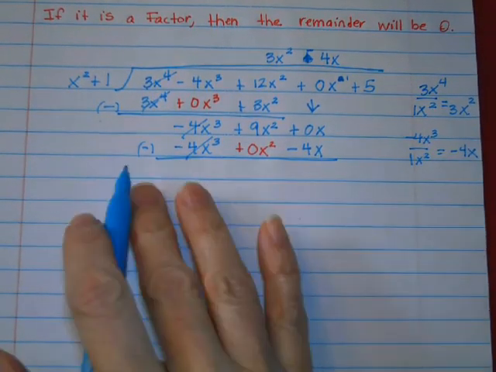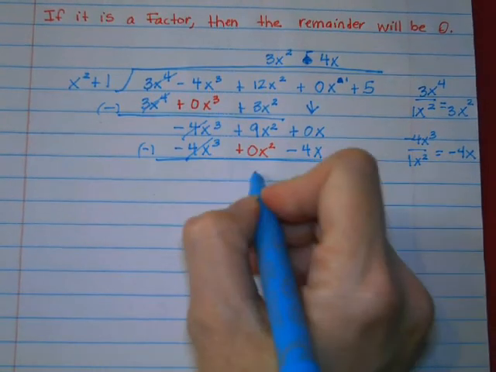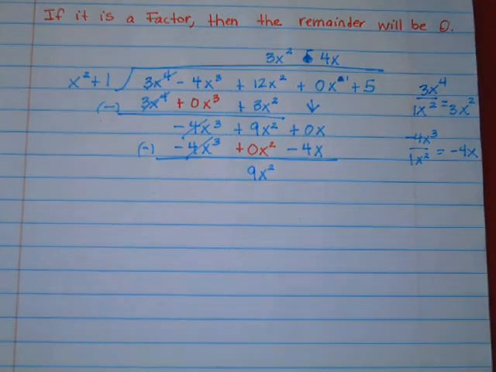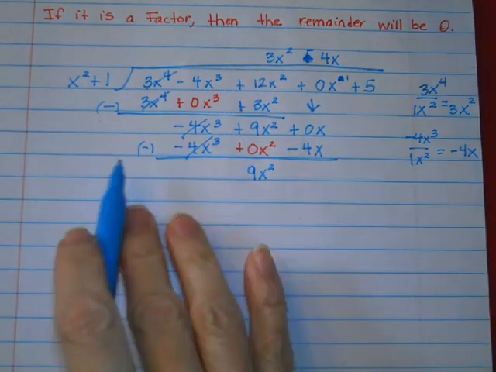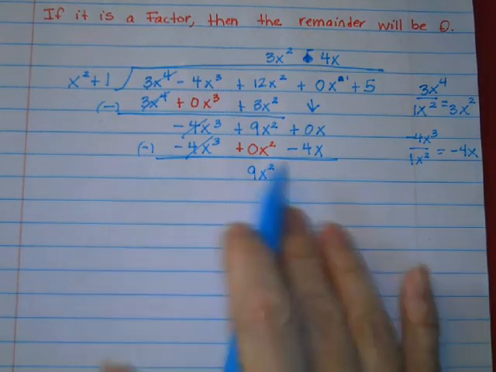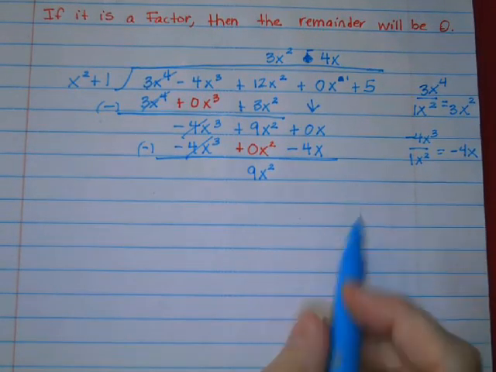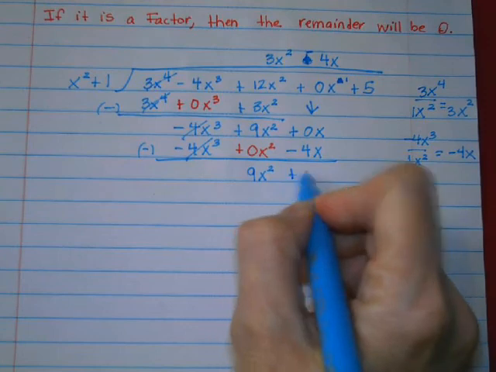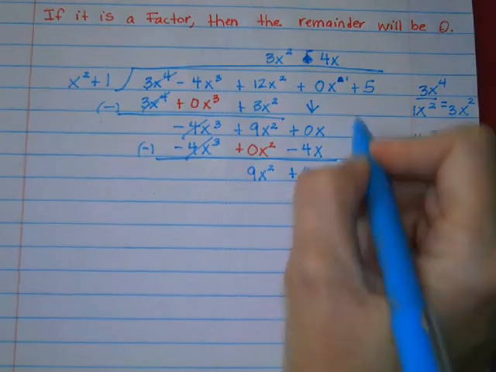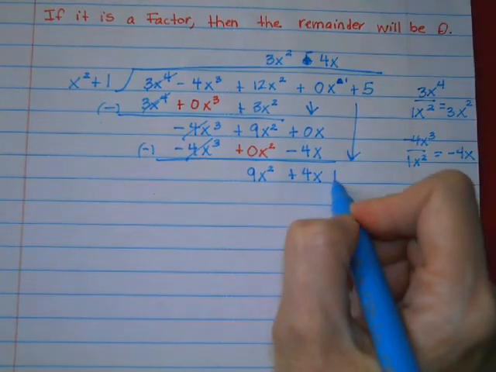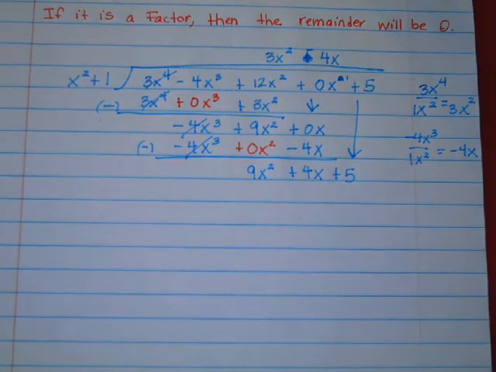9x squared minus 0x squared is 9x squared. 0 minus minus, remember, the minus minus makes a plus. So 0x plus 4x is 4x. And then we'll bring down our constant of plus 5. We'll follow the same pattern.